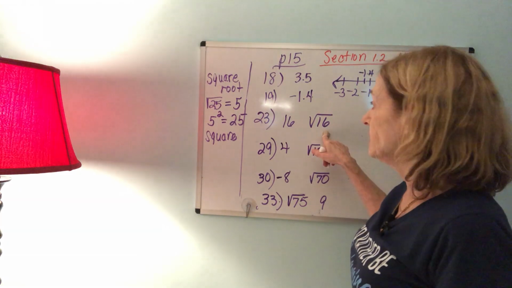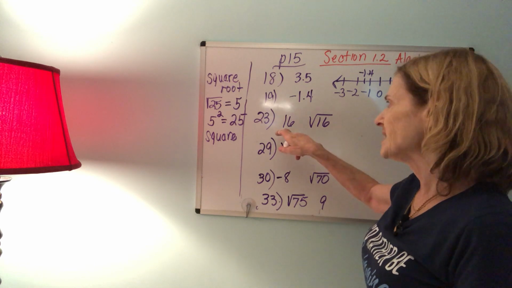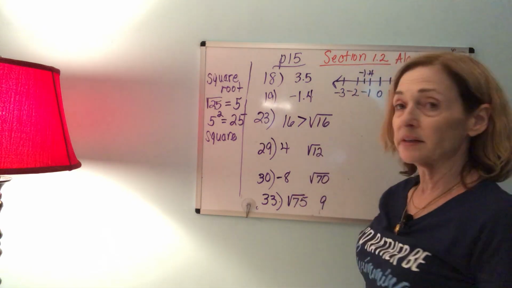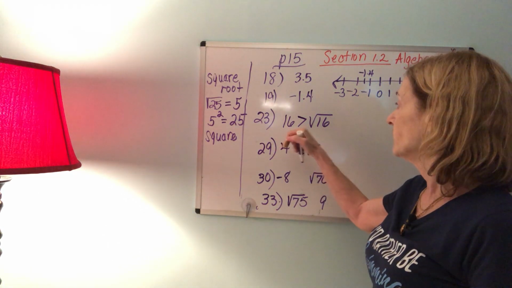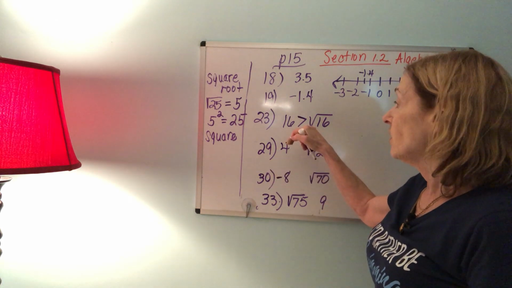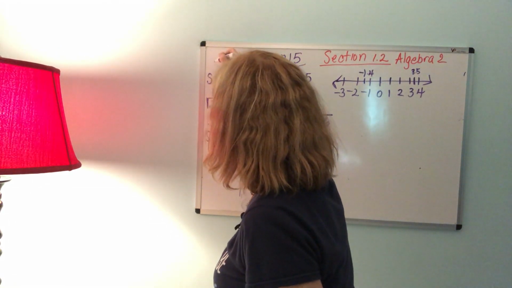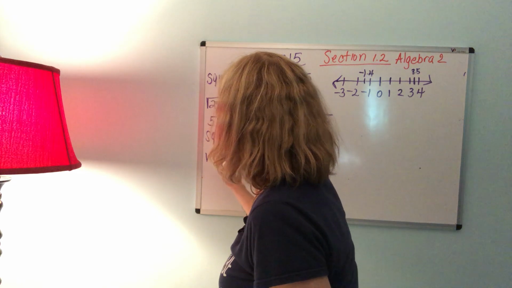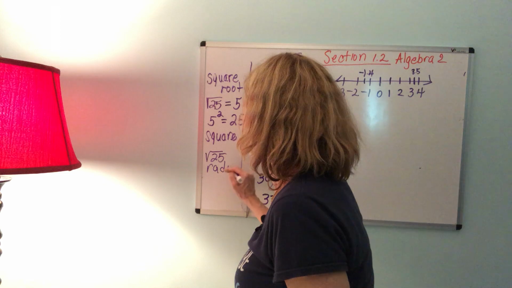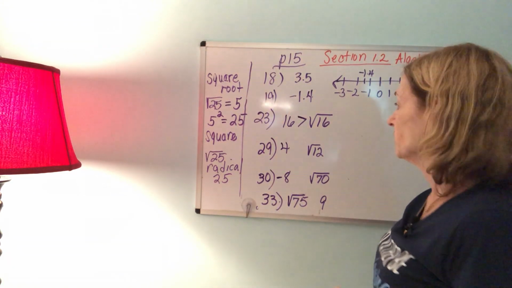The square root of 16, what number times itself is 16? That's 4. And 16 is definitely bigger than 4. So I put a greater than sign right here. 16 is greater than the square root of 16. Okay? It's also called, if you learned this last year, let me just put it up here, square root of 25 is also read radical 25. Okay, so you might have learned that last year.